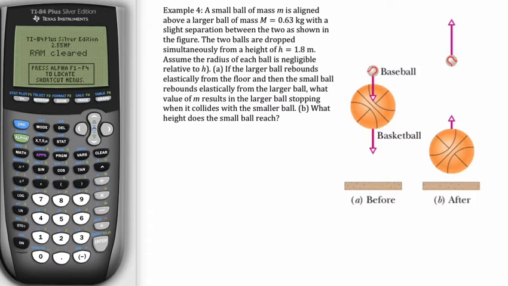So the two balls are dropped simultaneously from a height of 1.8 meters. And we're going to assume that the radius of each ball is negligible. That's not a very good assumption considering it's only 1.8 meters and basketballs are a few centimeters wide, but good enough for this problem.